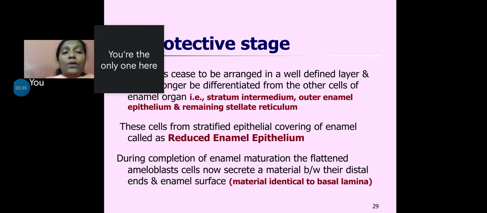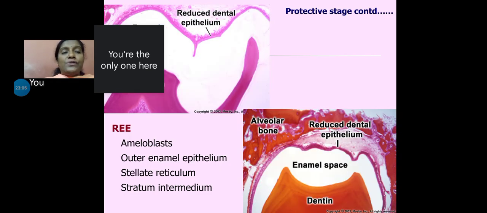During completion of enamel maturation, flattened ameloblast cells now secrete the last layer of their matrix, that is thought to be something very similar to the basal lamina. That again is meant for protective purposes. When the tooth erupts, it is called Nasmyth's membrane, and it continues to protect the newly formed crown from the harsh oral environment. That is the function of reduced enamel epithelium.